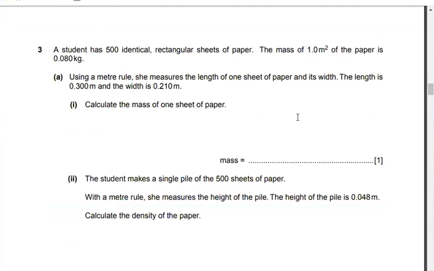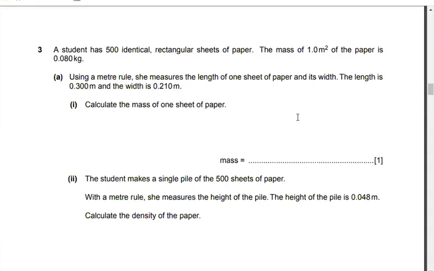A student has 500 identical rectangular sheets of paper. The mass of 1 meter square of paper is 0.08 kg. Using a meter rule, she measures the length of one sheet of paper and its width. The length is 0.300 meter and width is 0.210 meter. Calculate the mass of one sheet of paper.